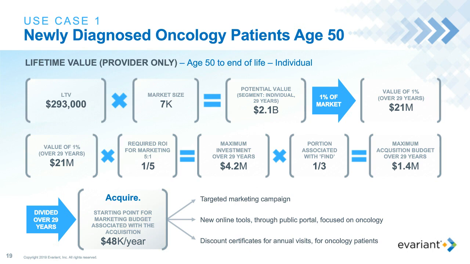Now, the next bit is to say, we can spend that money in a lot of different ways. We've got a model that says find, meaning acquire, or guide, communicate, or keep, retain patients. So we're estimating for the find or acquisition part, we would spend about a third. Again, just rough order of magnitude, about a third of that $4.2 million would be associated with acquisition. So the maximum acquisition budget over those 29 years for this particular market segment is $1.4 million. If you divide that out by 29 years, it's about $48,000 per year.